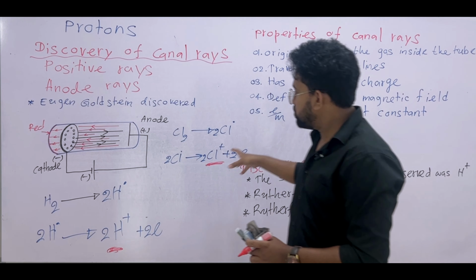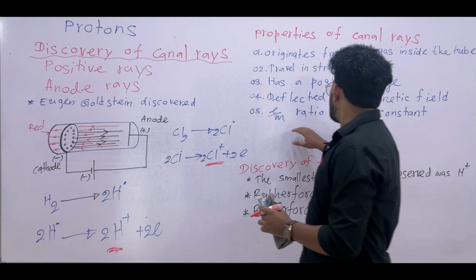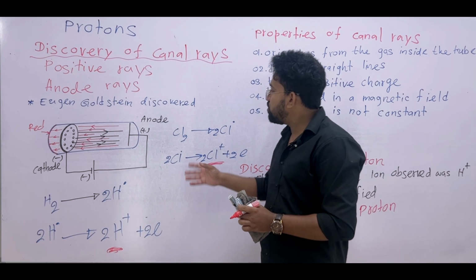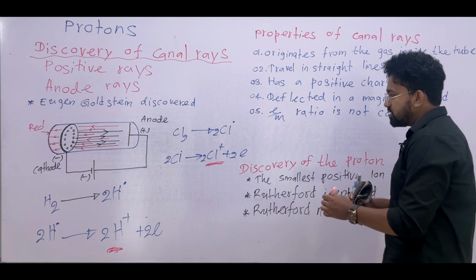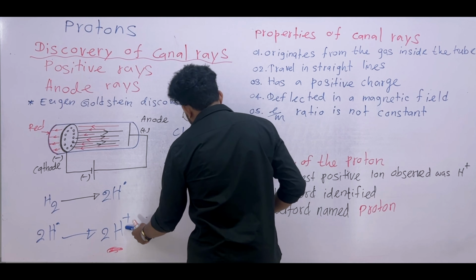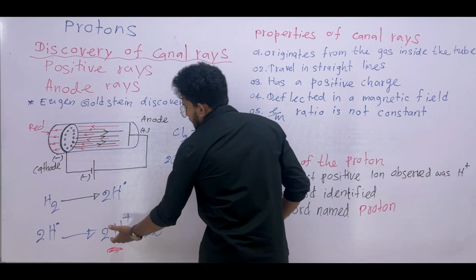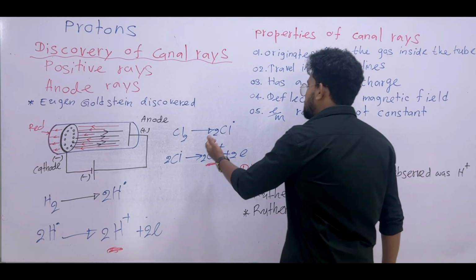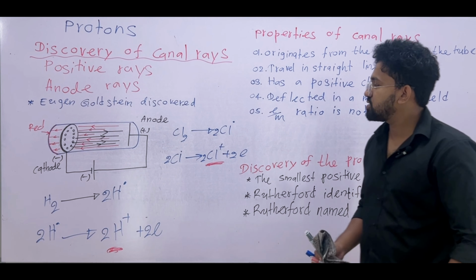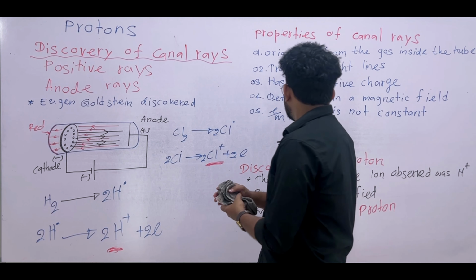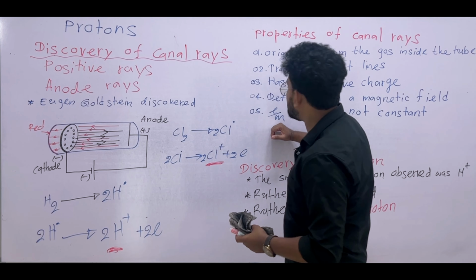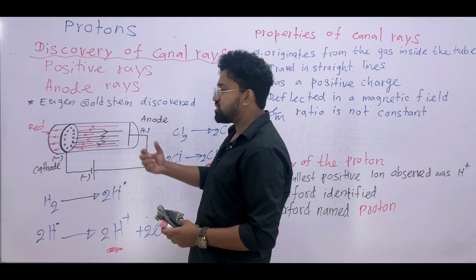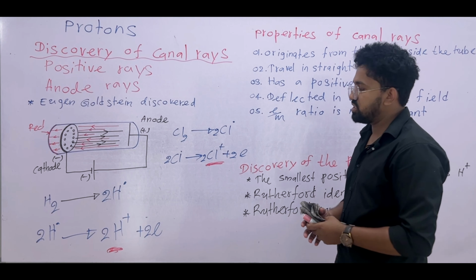If we go back, the e over m ratio is not a constant. It changes, so now we have some idea about how that happens. Here the charge is plus, and here also the charge is plus, but the mass is different. We know hydrogen has a light mass and Cl has more mass than H+. Therefore, the charge remains constant but the mass changes when we change the gas. Therefore, the e over m value changes.